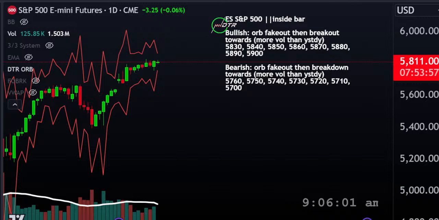Hope you're all having yourselves a strong start to the AM here and are ready for what should hopefully be a successful trading day. So first things first, what's the count here on ES? Let's start there.